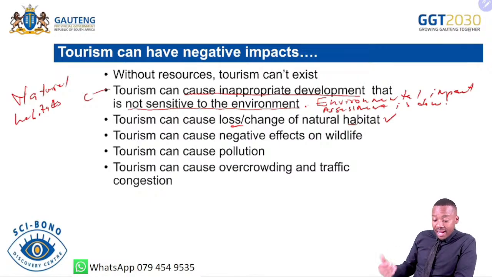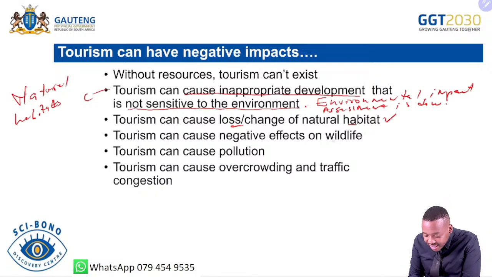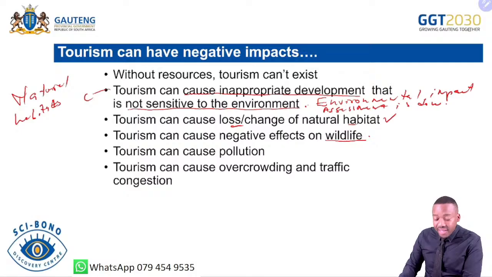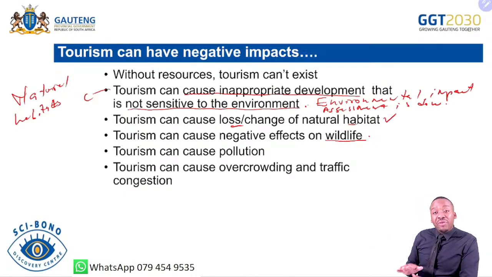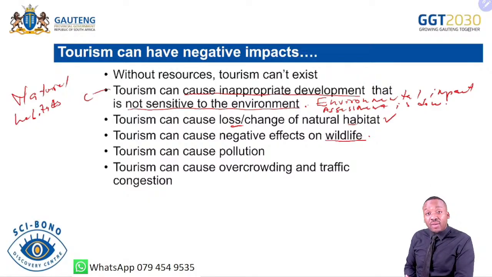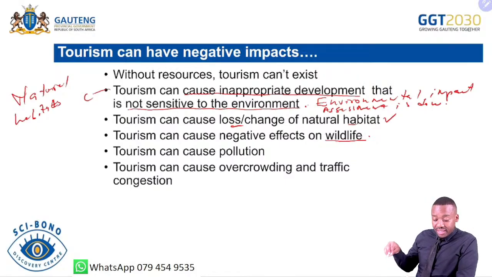So that could be another negative impact of what? Of tourism. Tourism can cause negative effects on the wildlife, right? Remember, when you go to a zoo, for example, you are going to be visiting what? The natural habitat of the wild animals. And because of tourism, the animals can be threatened. In what way? People feed the animals, and that is wrong, because you are now disturbing them in their natural environment.